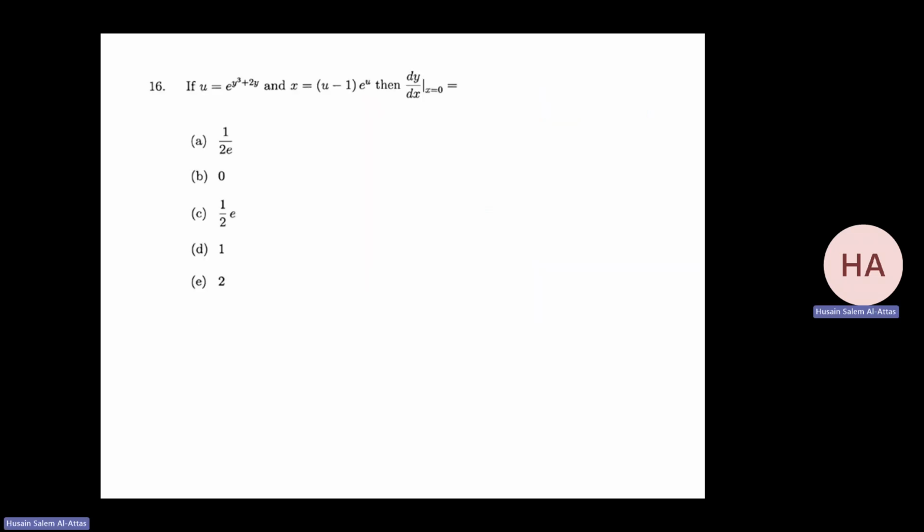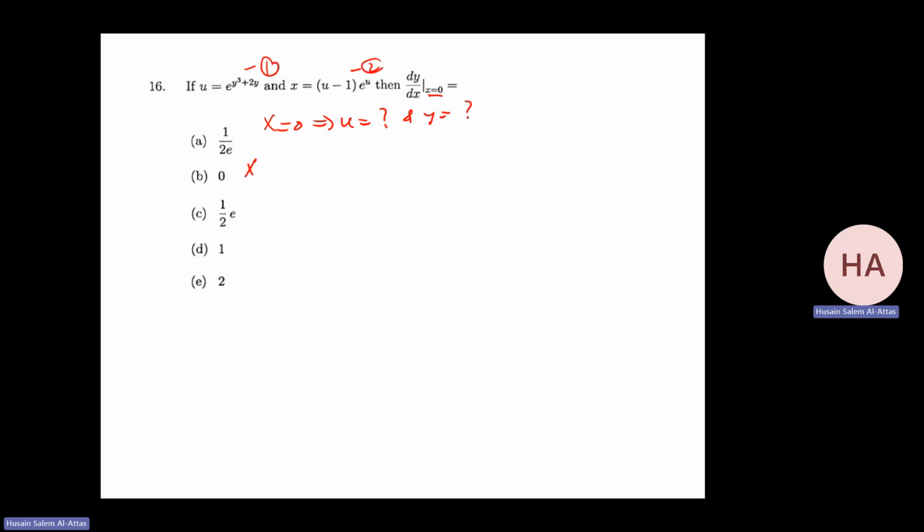Okay, let me finish by this question. You want us to use the Leibniz notation. Okay. First, let me try to get, if x equals 0, u equals what, and y equals what. Let me call this equation, this is 1, and this is 2.